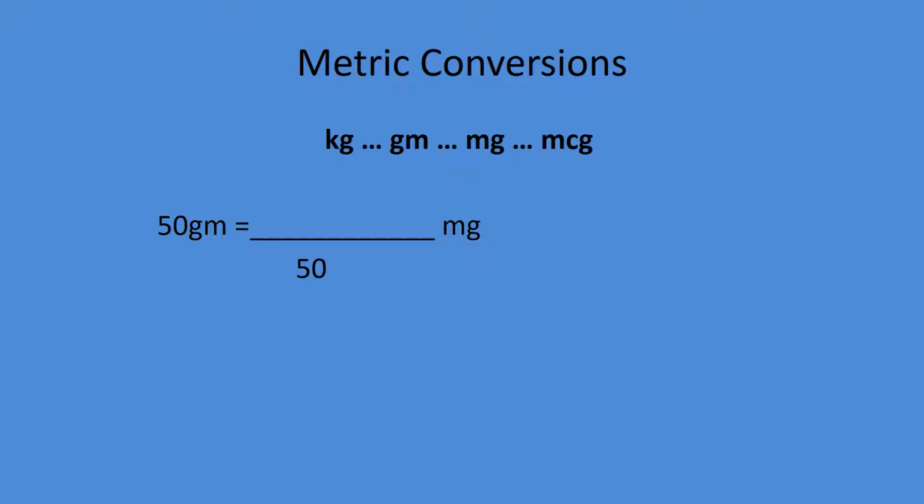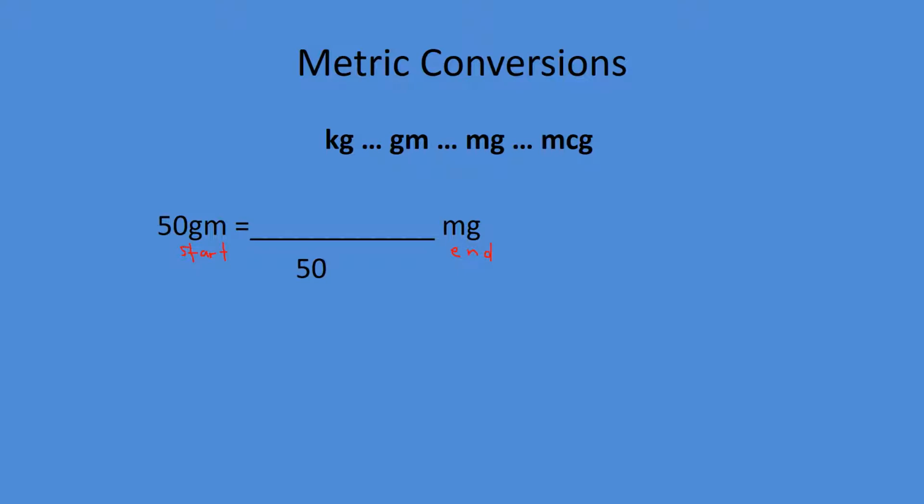Let's try this example. We're converting 50 grams into milligrams. They're asking how many milligrams are there in 50 grams. So our starting units are grams, and we need to end up in milligrams. So we're going from grams to milligrams.